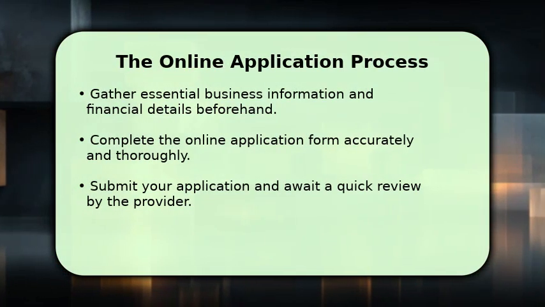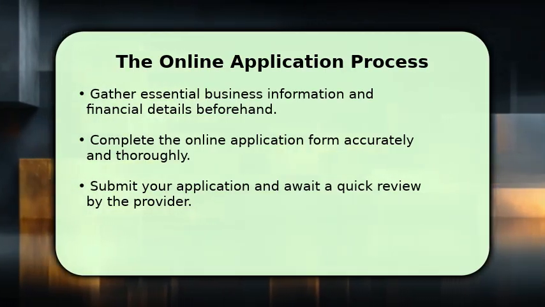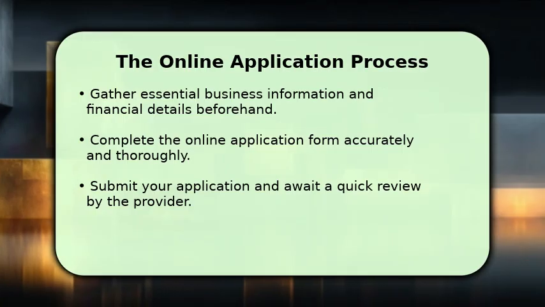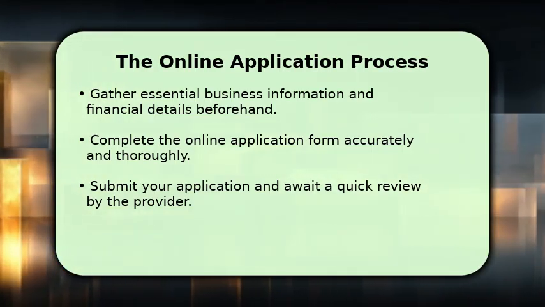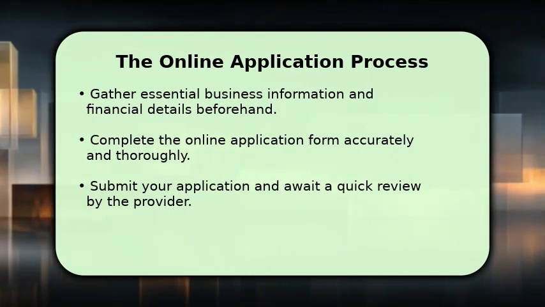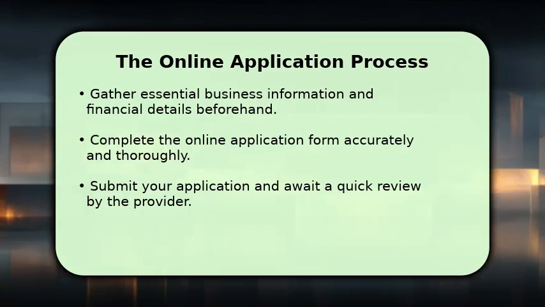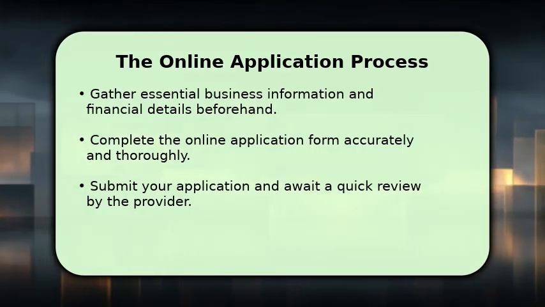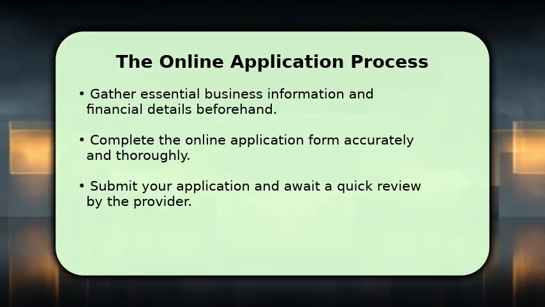The online application process is straightforward. First, gather all necessary business information, including your legal name, address, and federal tax identification number. You will also need details about your employees and the desired bond amount, which can range from $10,000 to $1 million or more. Carefully fill out the online form, ensuring all information is accurate before submission.